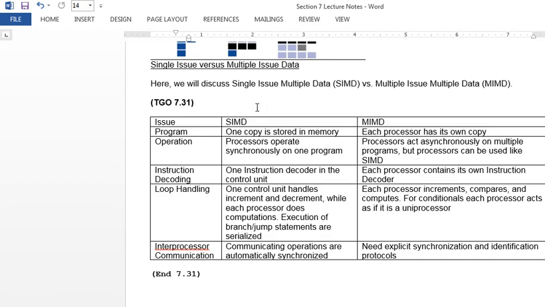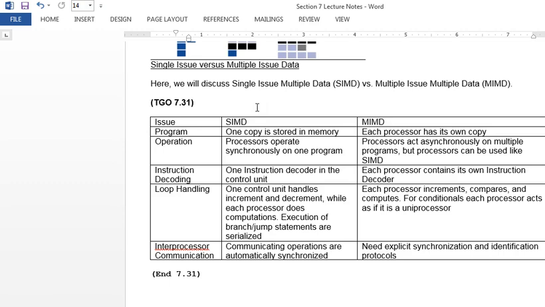So if you ever try to do SIMD, if we recall, we're talking about memory distribution. If we're trying to do SIMD, what kind of memory distribution would we want? Would we want every local processor to have its own copy of data memory, or do we want one block of data memory for SIMD? That makes sense, because one copy is stored in memory. What about MIMD? That's correct. So, here's how the operation works. Processors operate synchronously on one program. So all the processors have one copy in data memory of one program, right?